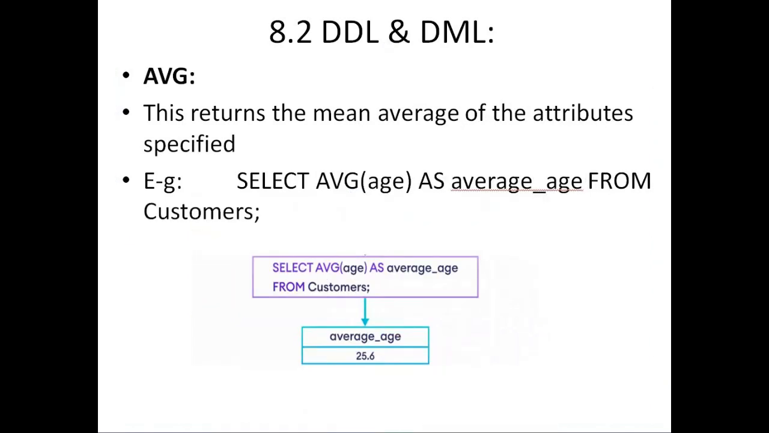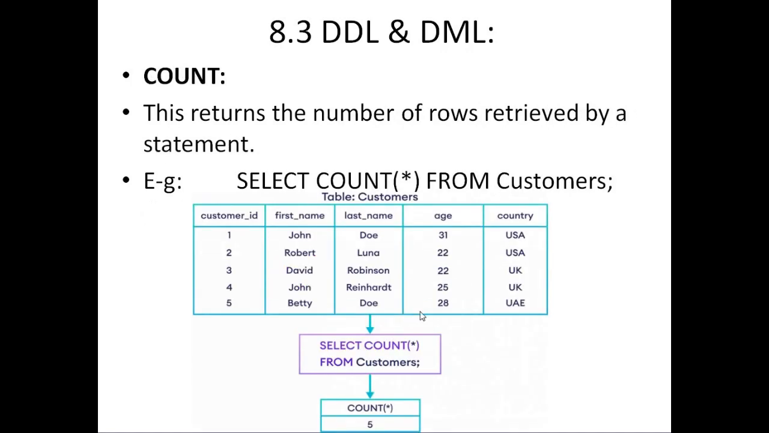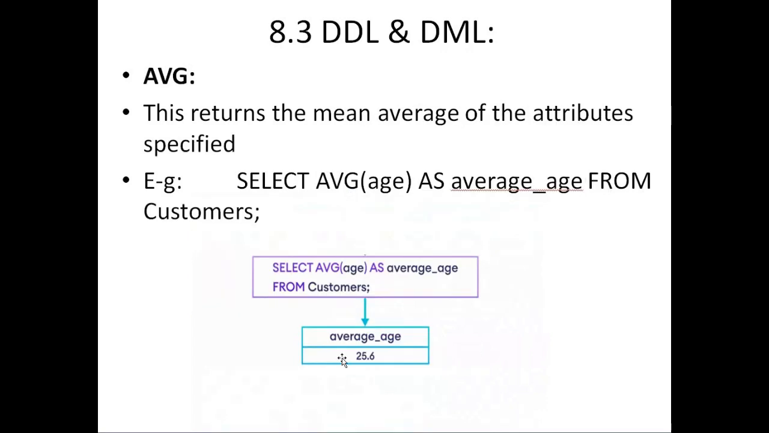Then we have the average function. This returns the mean average of the attributes specified. For example, if you say select AVG(age) as average age from customers, it is going to calculate an average for all the records or tuples which have been entered in this age column. There are currently 5 values or 5 numbers, so it is going to add them together and calculate an average, and then show it as average age over here, that is coming out to be 25.6.